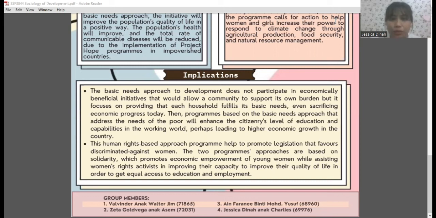The two programs' approaches are based on solidarity, which promotes economic empowerment of young women, while assisting women's rights activists in improving their capacity to improve the quality of life in order to get equal access to education and employment.